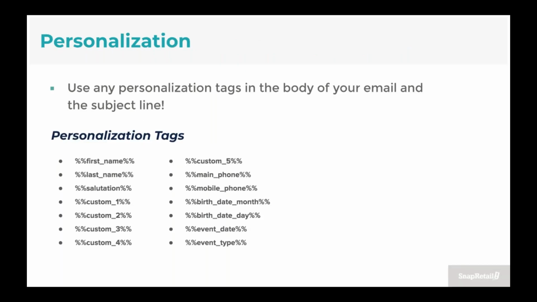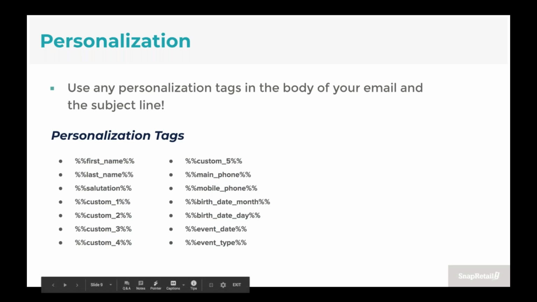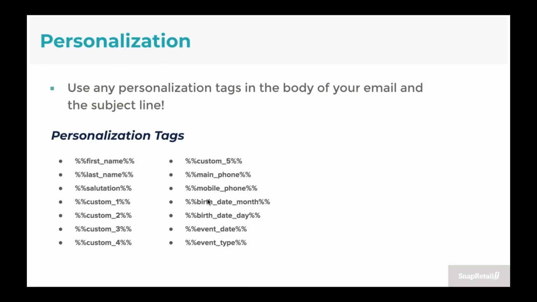Now, for personalization, if you were interested in including someone's first name, for example, you can use that in the body of your email, but you can also use that in the subject line. So here are our personalization tags. In Snap Retail, I'll show you the exact steps of how to set up that welcome email in just a few moments here. But we can utilize these personalization tags to, again, make it seem even more like this is you connecting with them one-on-one virtually.